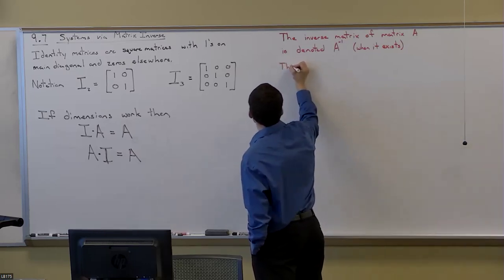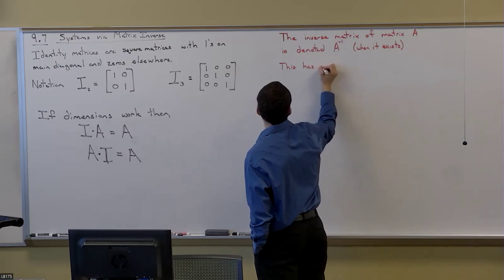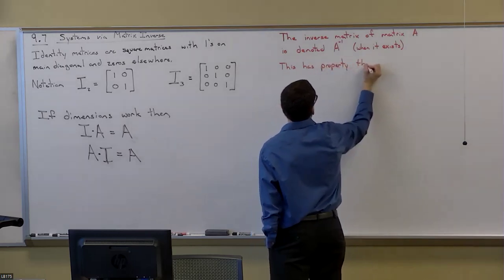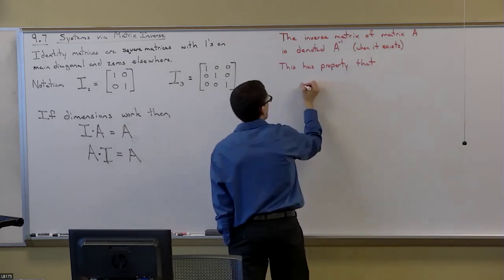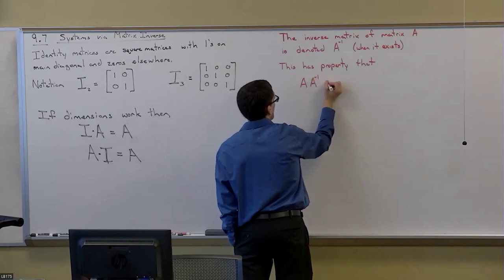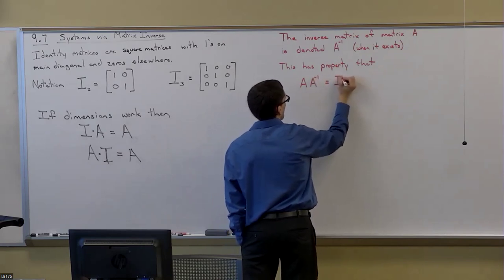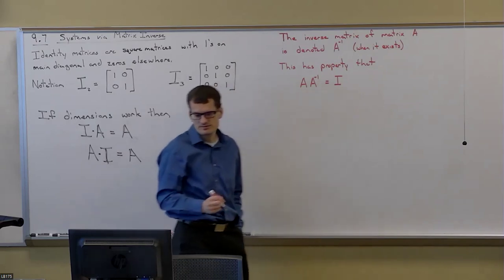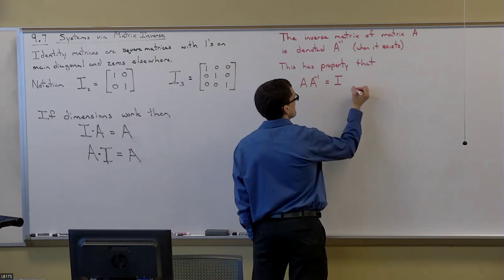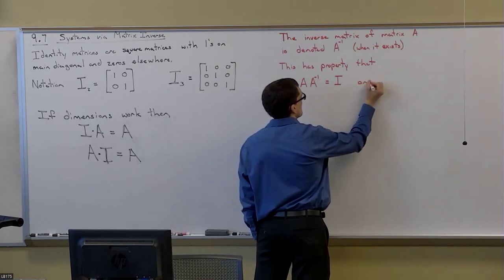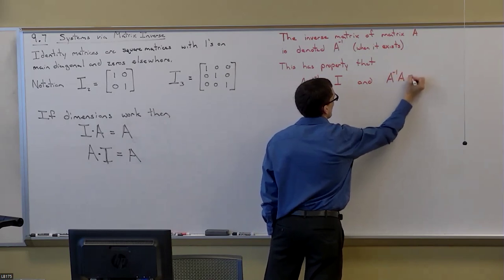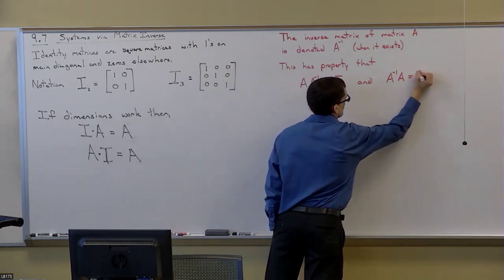This has the property that A times its inverse is going to be equal to the identity matrix. And if you take A inverse times A, it also is the identity matrix.